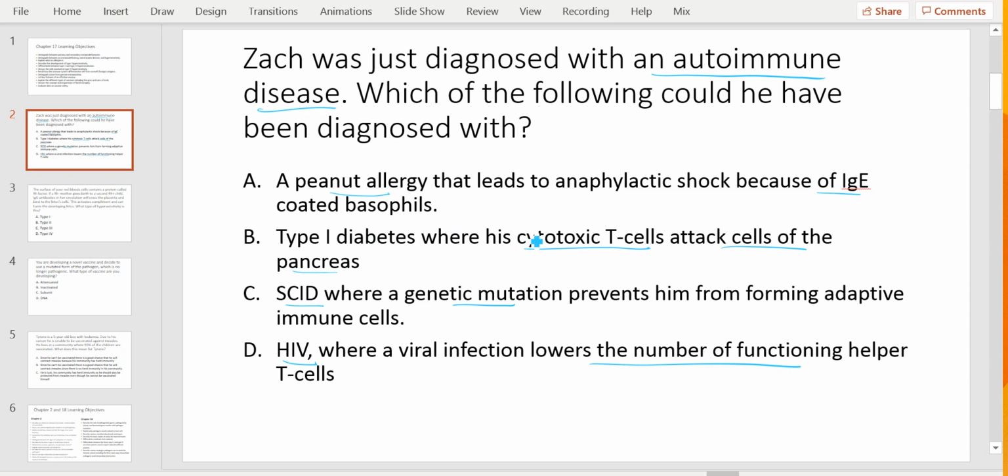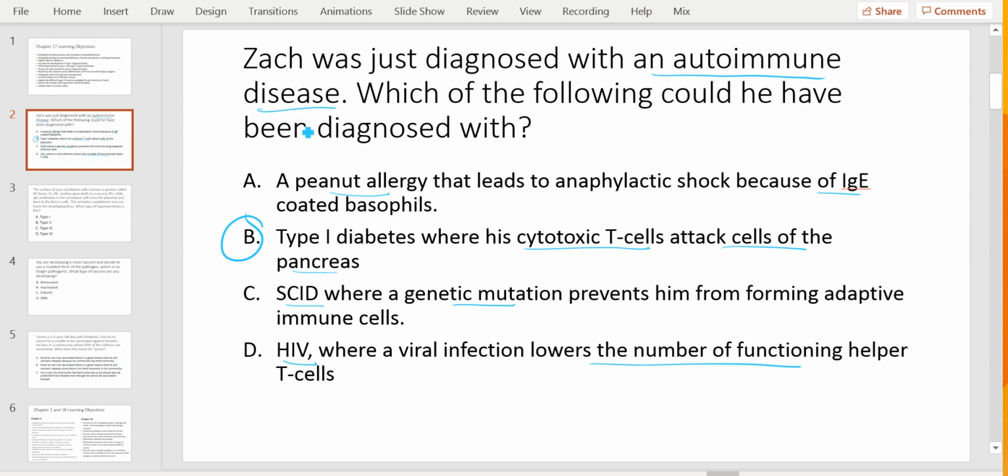So an autoimmune disease is when your immune system is no longer recognizing the difference between self and foreign antigen, and so now it's attacking you. And so when we look at those, the correct answer to this one should have been B. Type 1 diabetes is an example of an autoimmune disease because your own cytotoxic T cells attack your pancreas cells as opposed to attacking something foreign.